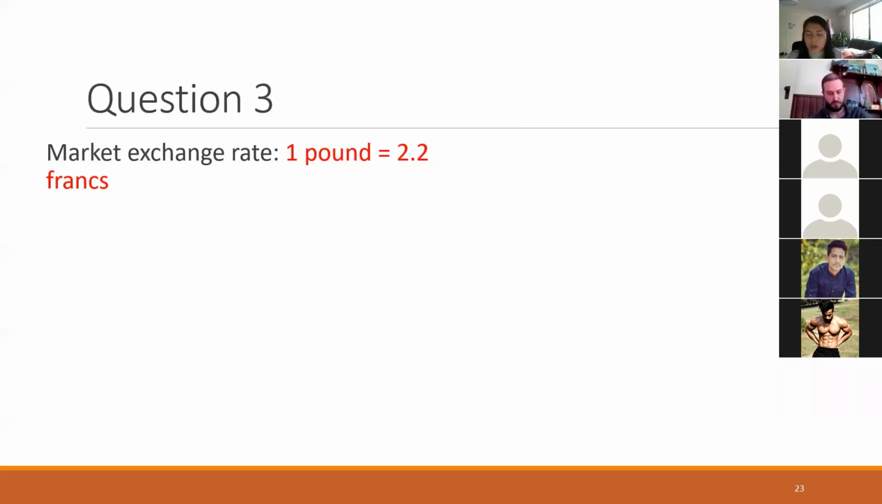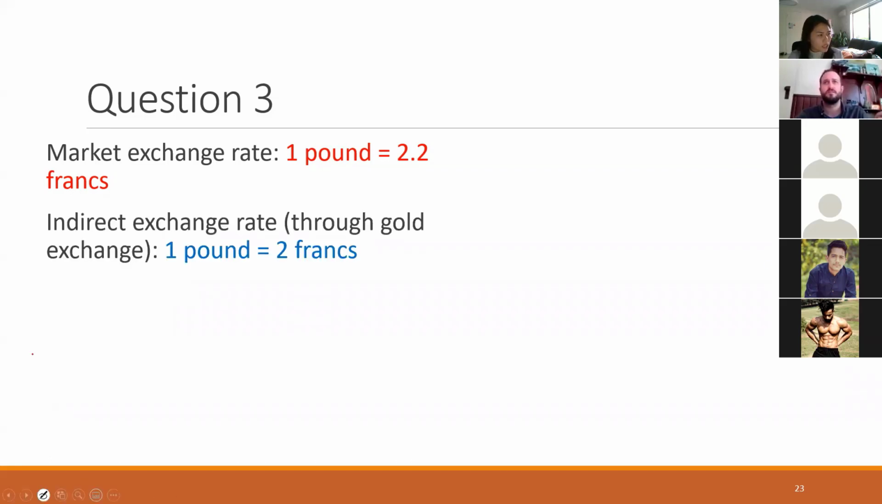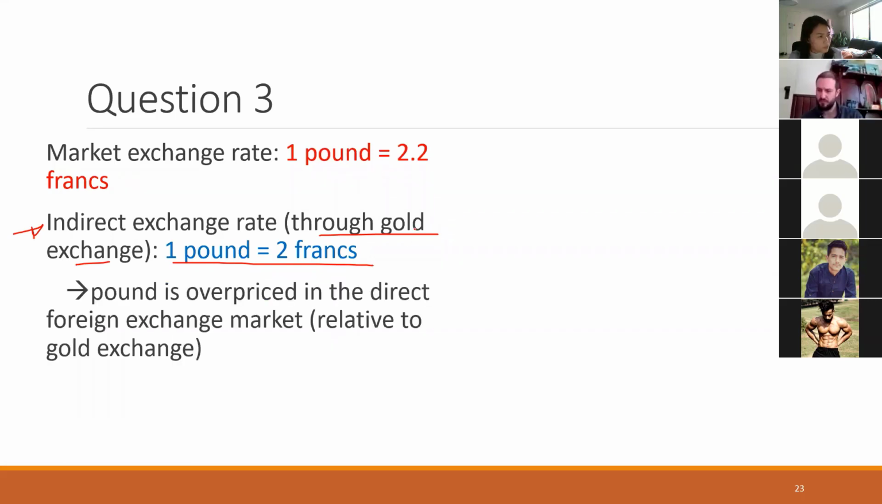So here, just to summarize the information, the market exchange rate at the moment is £1 equals 2.2 francs. The indirect exchange rate, the exchange rate that we're going to get through the gold exchange, is actually £1 equals 2 francs. So what we're going to do is sell the pound at this rate, and buy the pound at this rate.